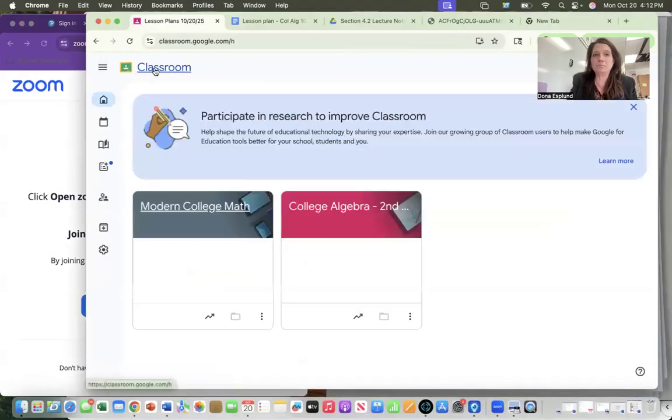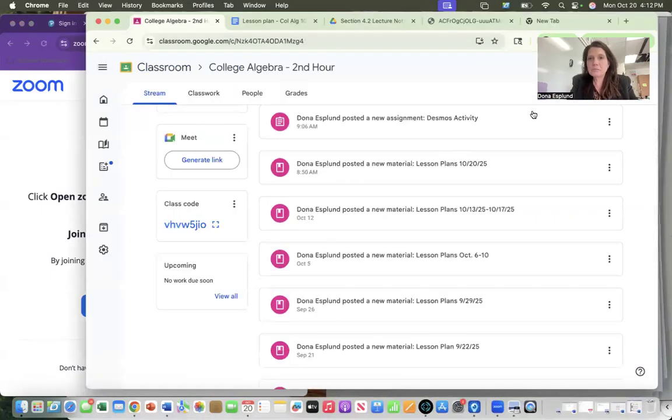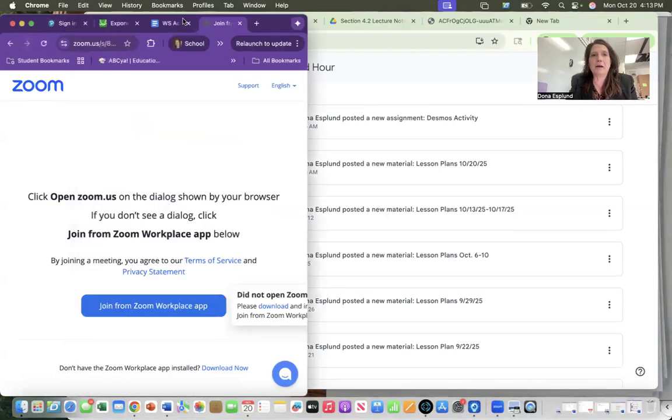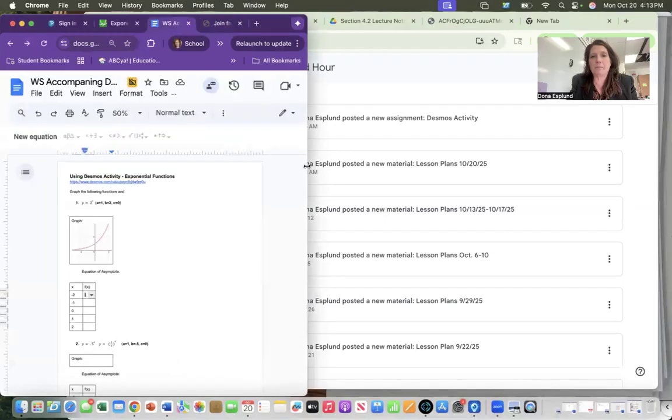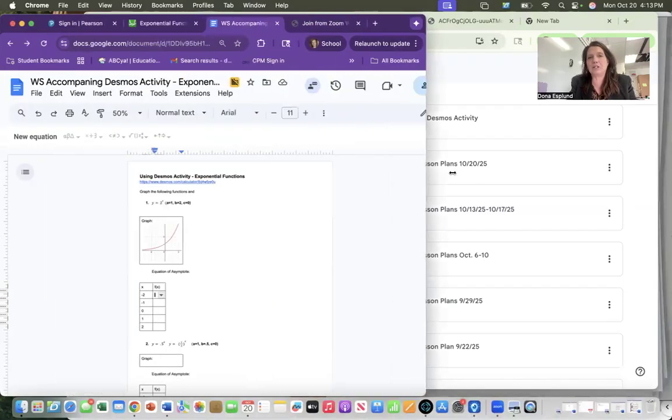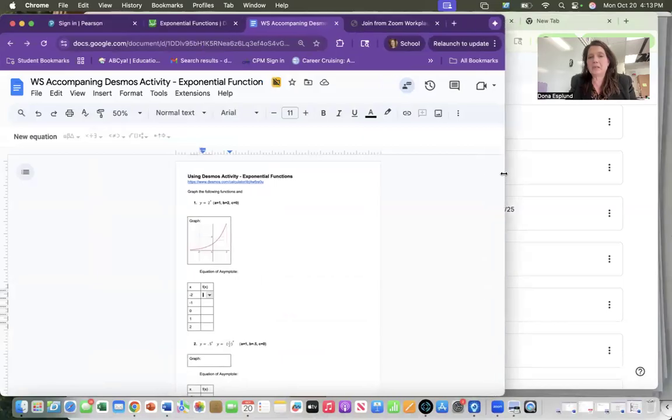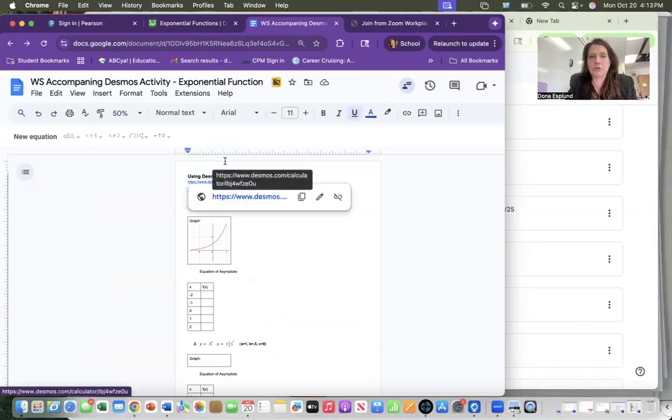underneath in your classroom in college algebra, you will see that I have a Desmos activity. If you click on that, you should get this worksheet that pops up. I'd like to explain what I'd like to have done on this one. This was really going to be on 4.1, but it's also going to carry on into 4.2. With that, there is a Desmos link that you can click on.